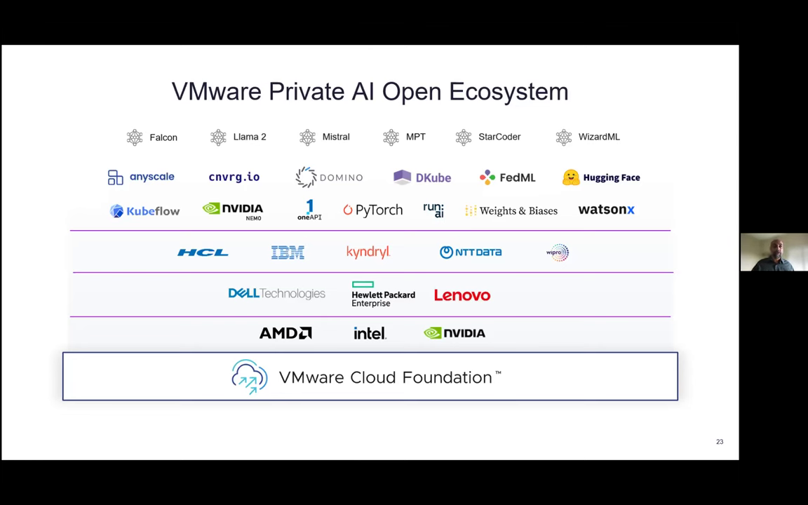So the way that we do it is that we enable our partners and give them opportunities to differentiate and add value in the AI stack. So we're working with independent software vendors in the AI space and enable them to reach customers on this differentiated platform. We work with system integrators to enable customers to deploy different use cases, all of this on top of our private AI cloud foundation platform.